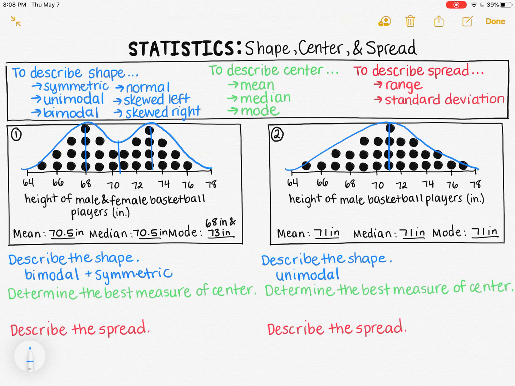Now we used the word symmetric in the last example. This one is also symmetric about this center line. It's the same on both sides. It reflects over that line. So it's unimodal and symmetric.